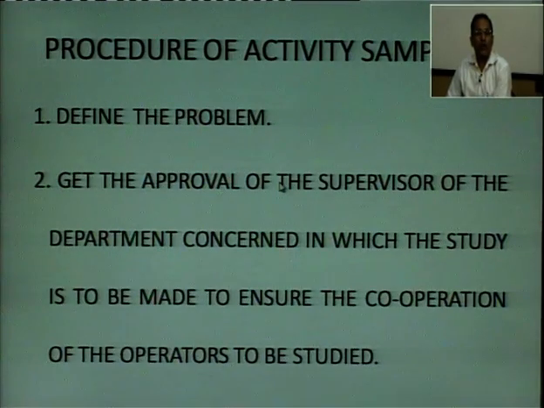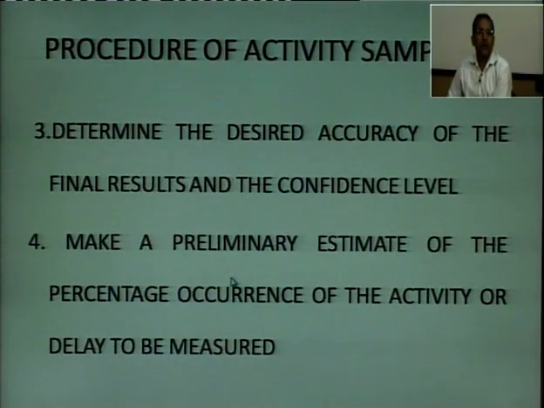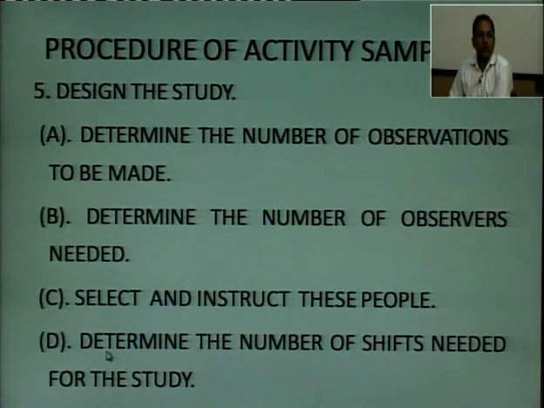The approval of the supervisor of the department concerned in which the study is to be made, to ensure the cooperation of the operators to be studied. Number 3, procedure of the activity sampling. Determine the desired accuracy of the final results and the confidence level. Number 4, make a preliminary estimate of the percentage occurrence of the activity or delay to be measured.